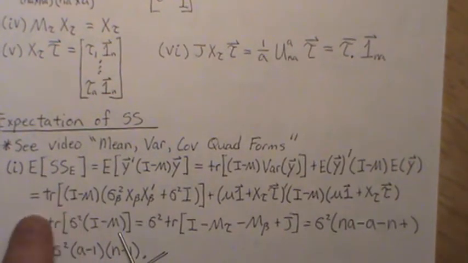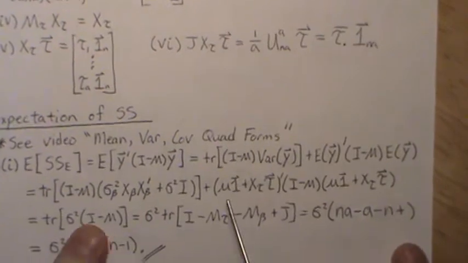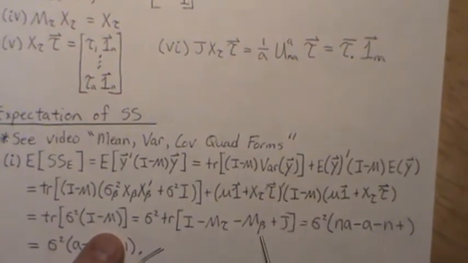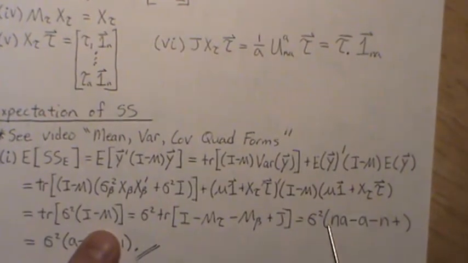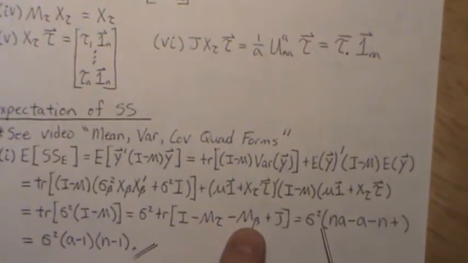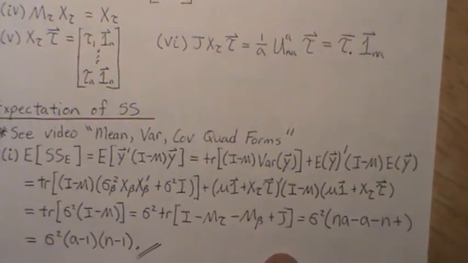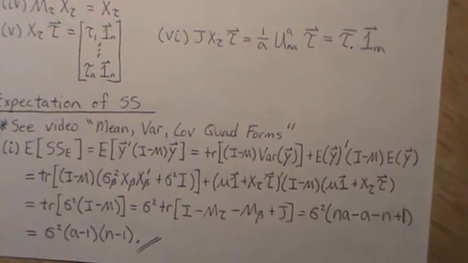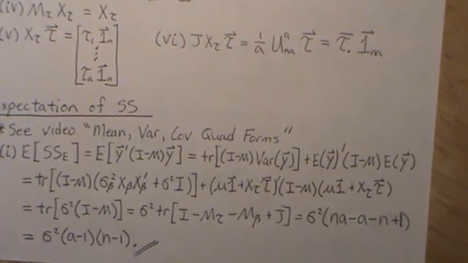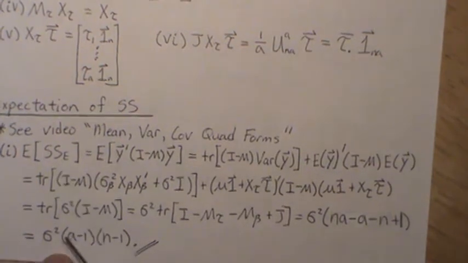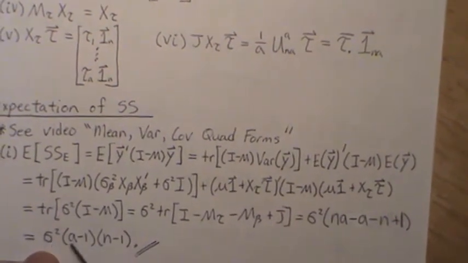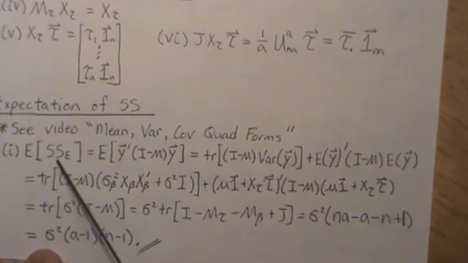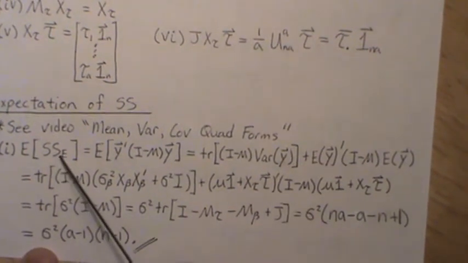Now the trace, the sigma squared comes out front, I minus M is M tau plus M beta minus J, so we get this. And then the trace of each of those, we get n a, a, n, and 1. And then this is this product. And actually, we can find an unbiased estimate for sigma squared if we take this and divide it to the other side, which is the mean squared error. It's actually an unbiased estimate for sigma squared.